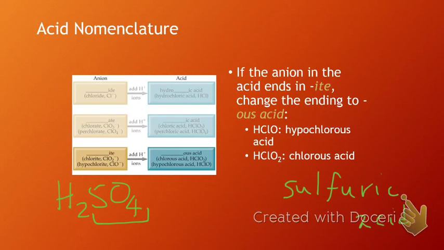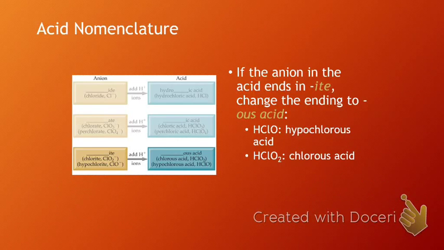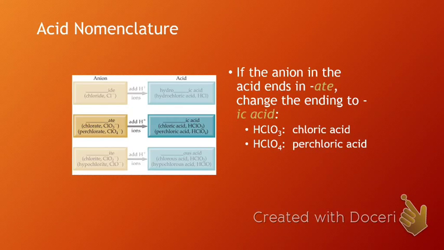What happens if instead it was H2SO3? This right here would be sulfite. And so this becomes sulfurous acid. Okay? That's why HClO3 is chloric acid. HClO4 is perchloric acid because they end in ATE. Sulfuric acid because it ends in ATE. And nitric acid because it ends in ATE.